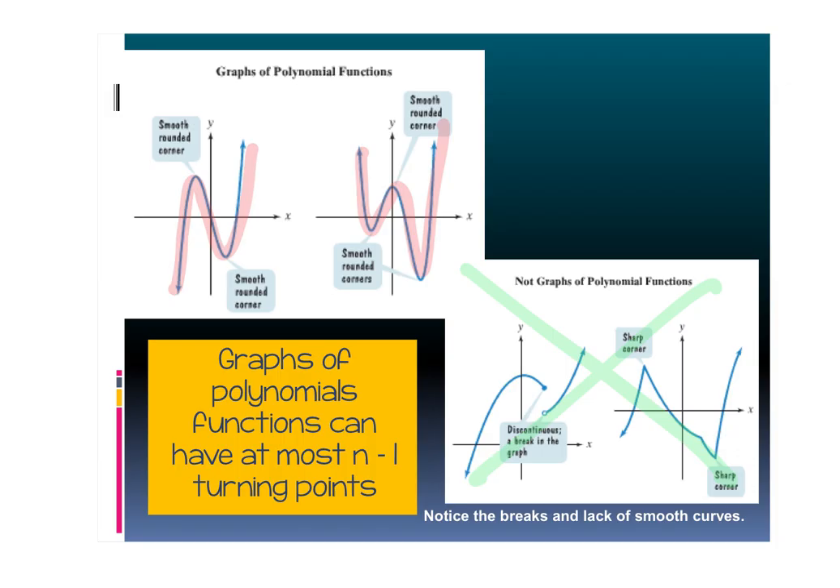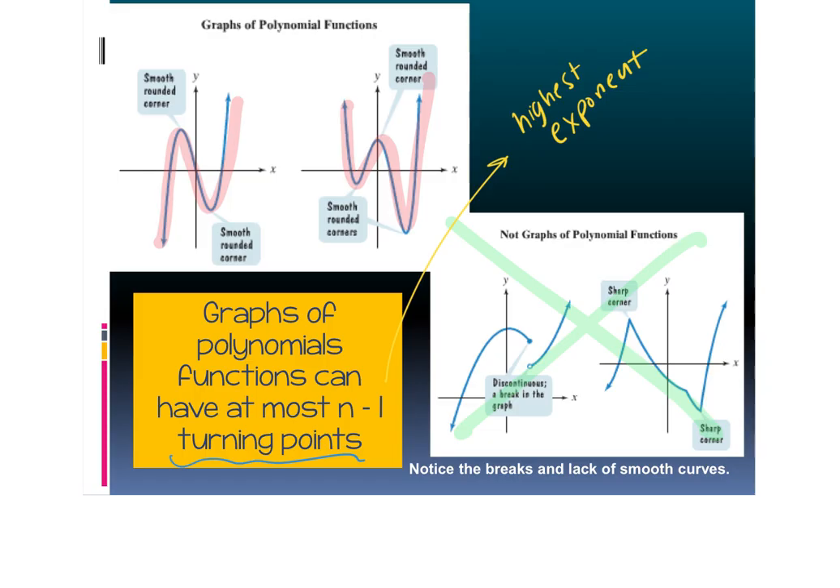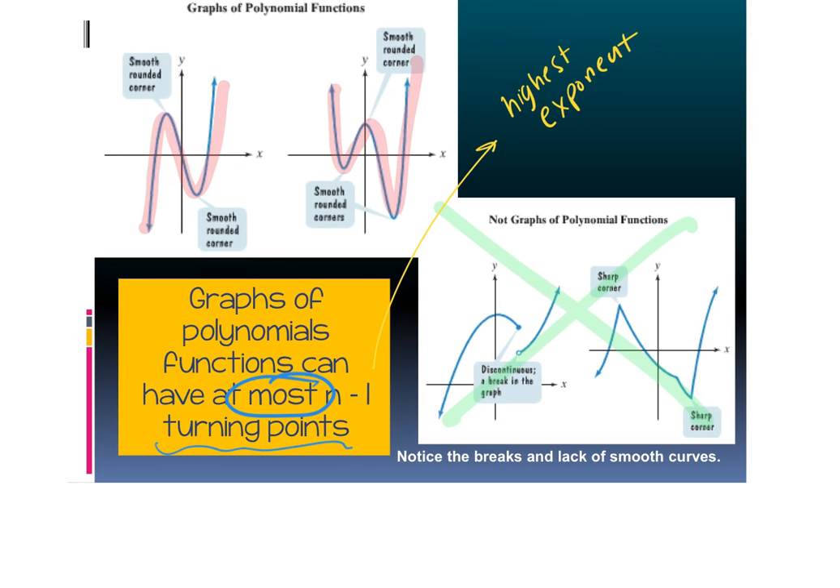And the graphs of polynomial functions can have at most n minus 1 turning points, n being the highest exponent. So if my highest exponent is 5, then the most amount of turning points it can have is 4. If my highest exponent is 3, the most amount of turning points it could have is 2. Now it does say most because it can have less than that. Because something with an x to the third might have one real 0, but then it might have 2 imaginary zeros, and so you would only get 1 turn.